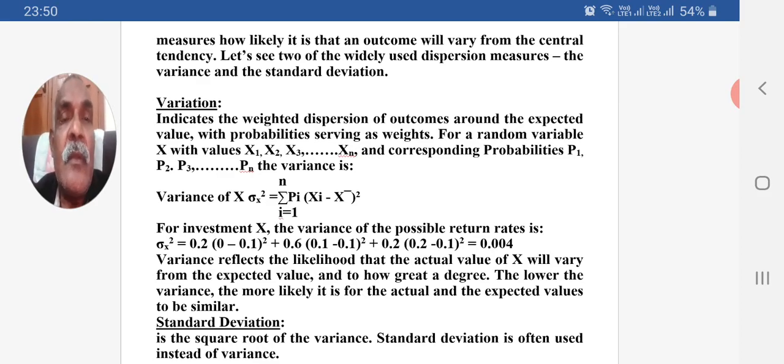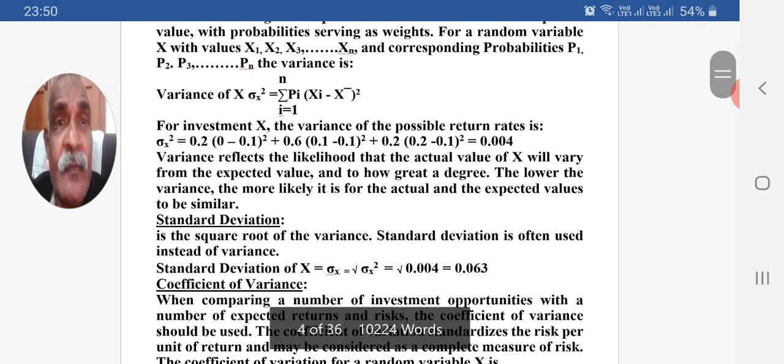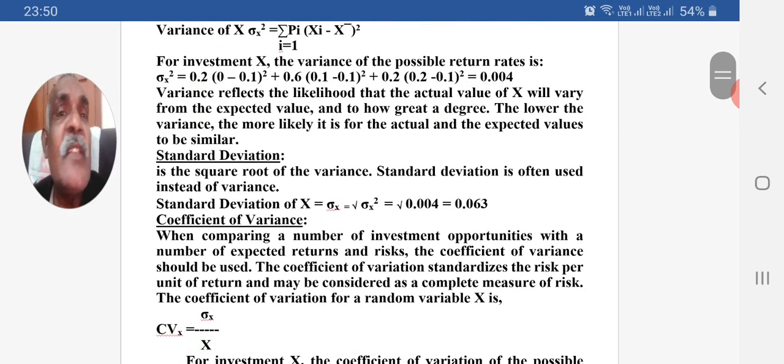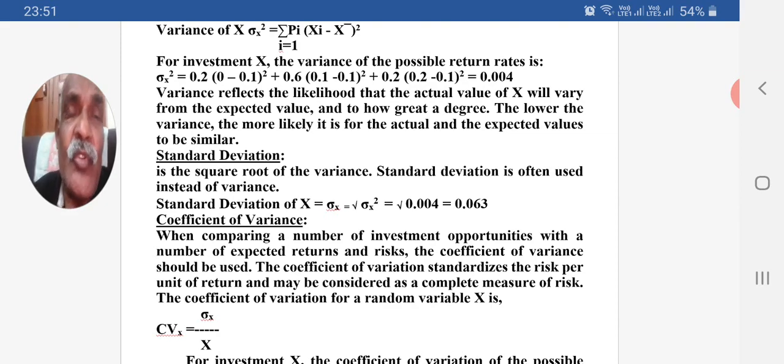Now we have to calculate standard deviation. Standard deviation is nothing but the square root of the variance. So standard deviation is equal to square root of variance. As you have already calculated that variance is 0.004, and when you take the square root of 0.004, that will come to 0.63. So standard deviation is 0.63.